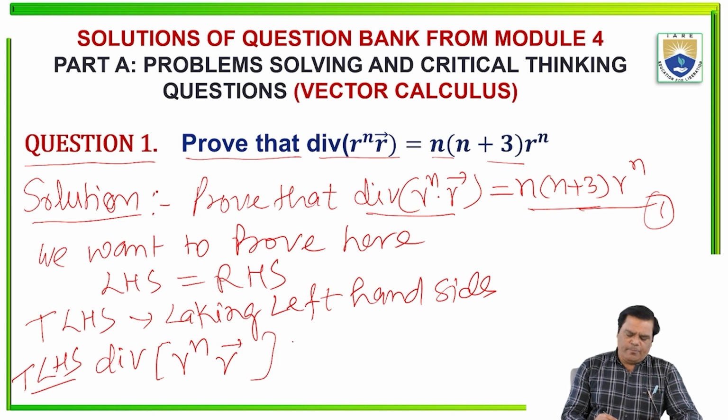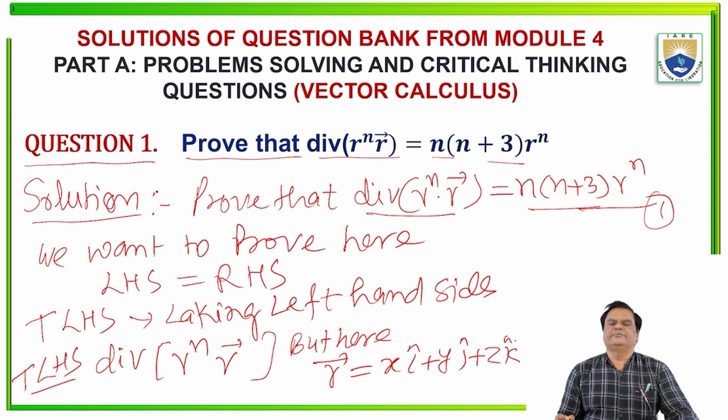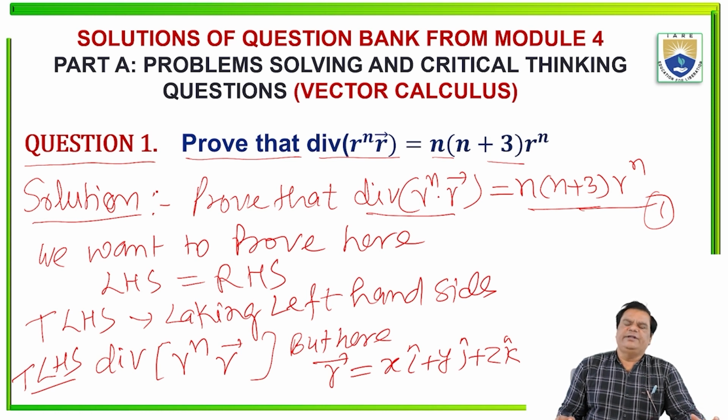But here vector r is x i cap plus y j cap plus z k cap. This is the position vector r, the position of a point in three-dimensional coordinate geometry. Vector r is the radius vector, the direction from the origin to the given point. This is a general point P(x, y, z).